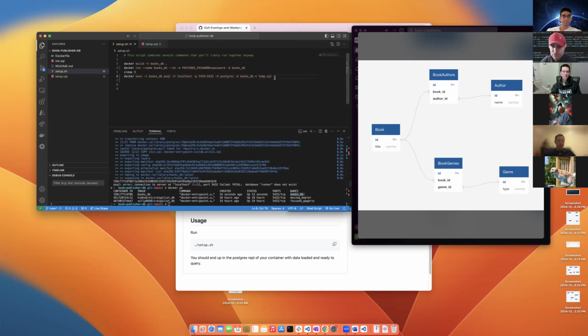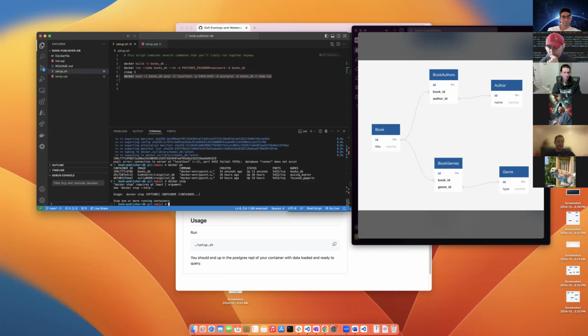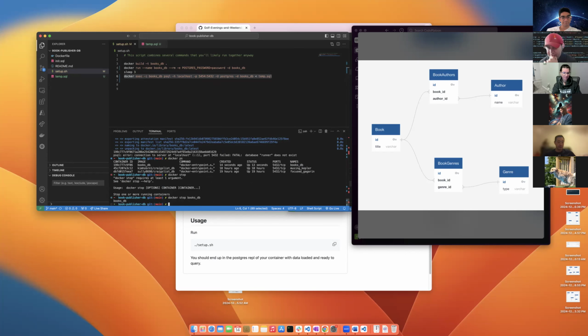And now just run that file again. No, just run the whole file. Do the whole setup again. We changed something in the setup, so just run the setup again. Oh, and make sure to do a docker stop books_db first. Underscore. Now just run the setup again. Probably should put that sleep as a longer sleep, but it's fine.